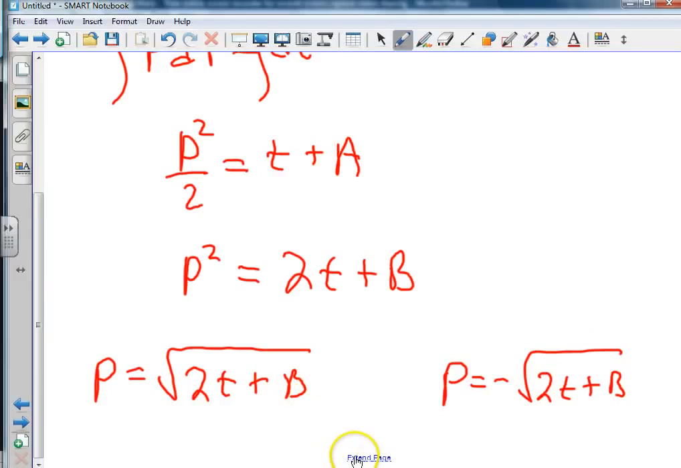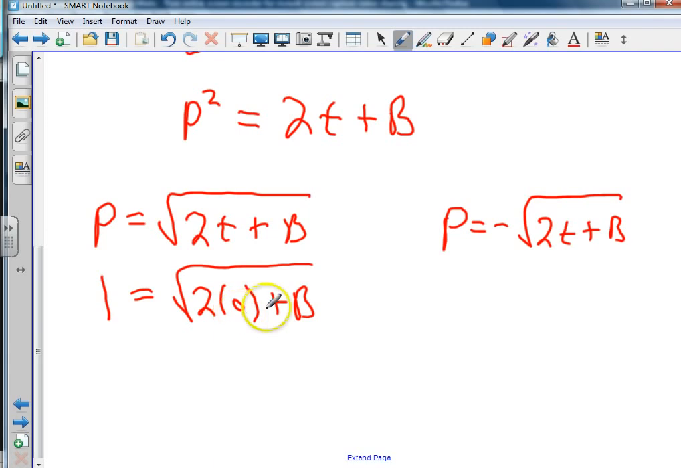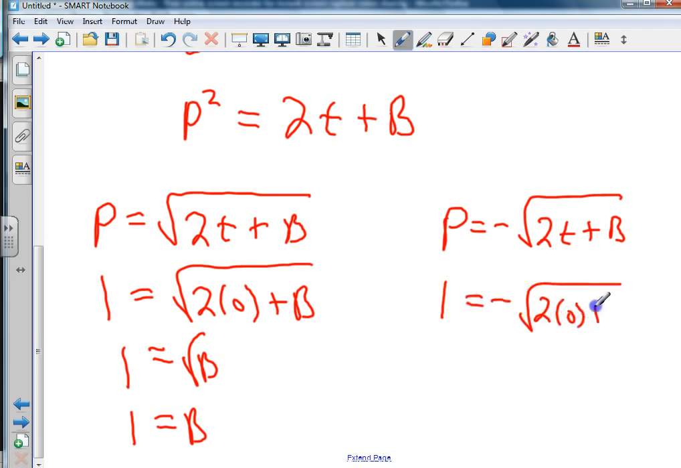Anyway, so let's plug in stuff. P of 0 is 1, so plug in 1 and plug in 0. And b is, well, 2 times 0 is 0, plus b is b. Rad b is 1. If rad b is 1, well, b's got to be, now I'm squaring to get rid of the radical, so there's a unique answer, 1. All right, now does it matter here? Is b different? Let's find out if b is different over here. Plug in 1 now, and 0. B might be different, I don't know, I'm just being careful here. 2 times 0 is 0, plus b is b, rad b is that.